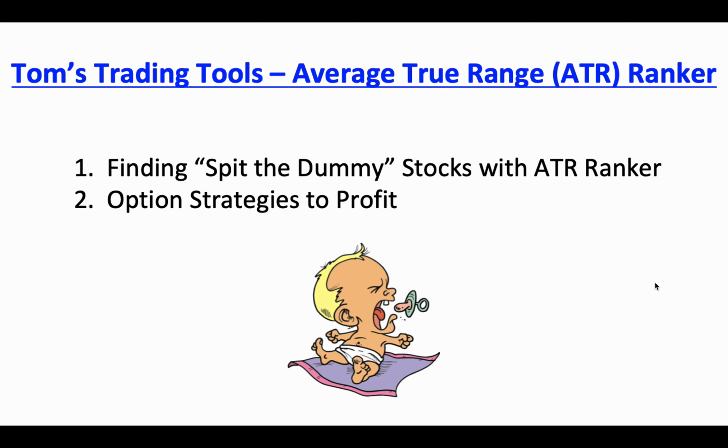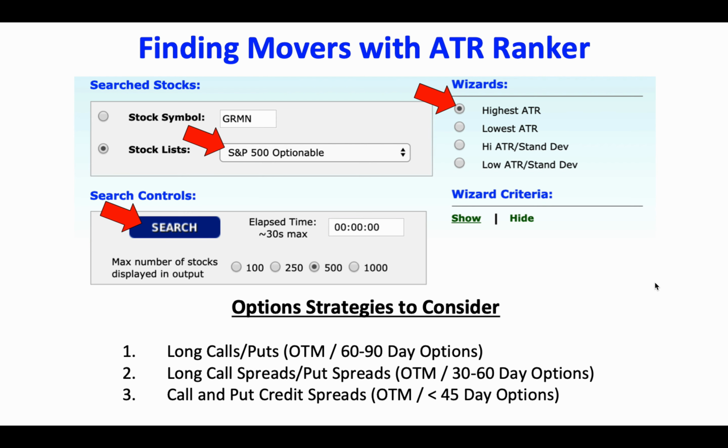strategies to profit. So again, what you do is you go into the average true range ranker, you click S&P 500, you select highest ATR, you click search, and then you take a look at the individual charts at the top of the list. Now, what can you do with these? You have a stock that seems poised for a move to the upside or the downside.